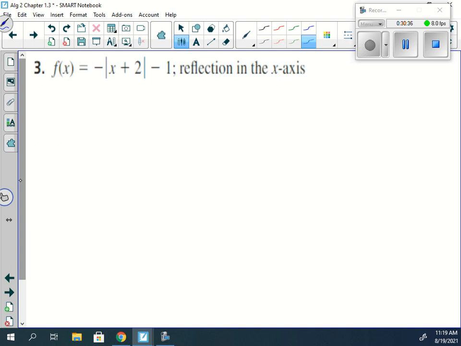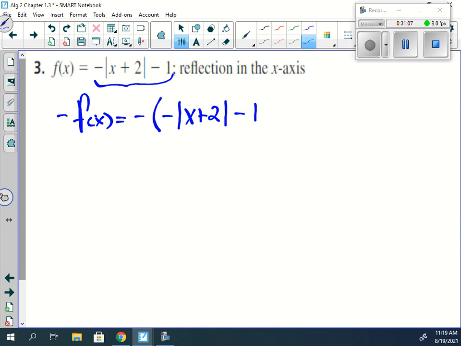So with this here, we want a reflection in the x-axis. So which one are we going to use? Well, negative f of x, because that's our one for the x-axis. So we're applying a negative to the outside. So for us here, we're going to be applying a negative to f of x, this entire function. So we'd have negative absolute value of x plus 2, minus 1. Now, essentially what we're doing is we're multiplying every part of this function by negative 1.